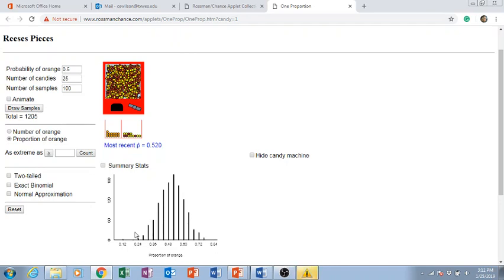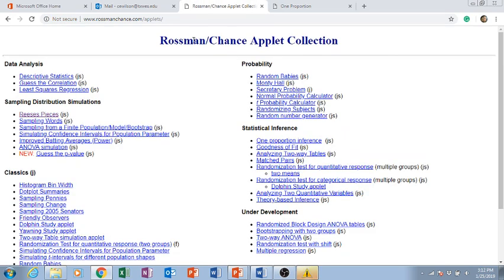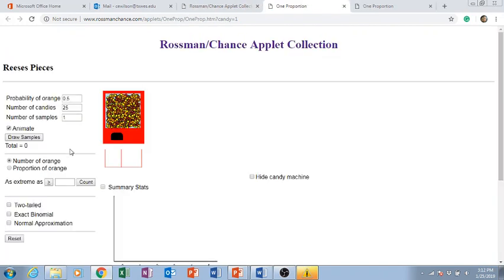All right, but this way you can kind of see it. So I encourage you to come back and just play with this. If you just type into Google rossmannchance.com, you'll find a link really quickly to this applet collection, and the Reese's Pieces is over here. All right, so there are a lot of resources here, but the Reese's Pieces is a pretty fun one to do when we talk about sampling distributions. Okay.